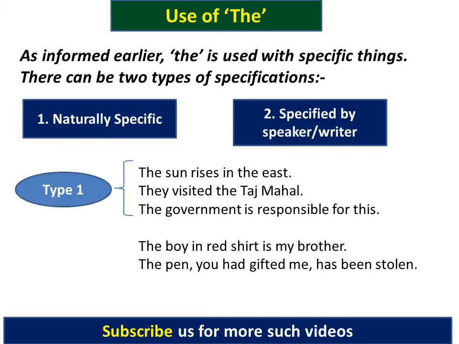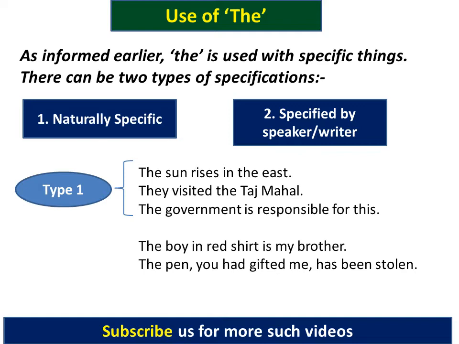The first three are of type 1, which are naturally specific. Like the sun, it is unique already. There is no other sun in our solar system, so we just know one sun, which is specific. The second one, the Taj Mahal, is again unique. It is naturally specific. Now, the third one, the government, is again specific because we are talking about the government of a specific country.